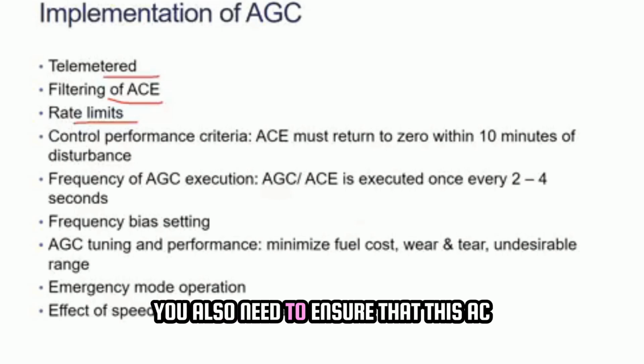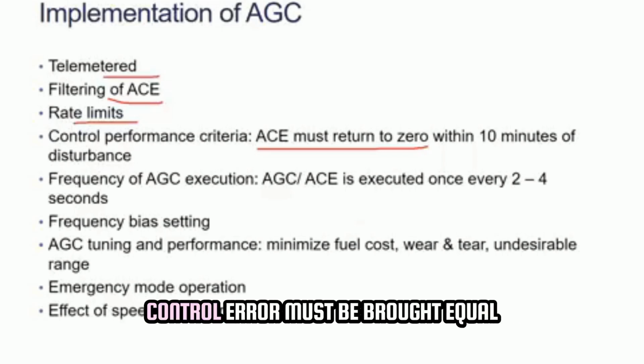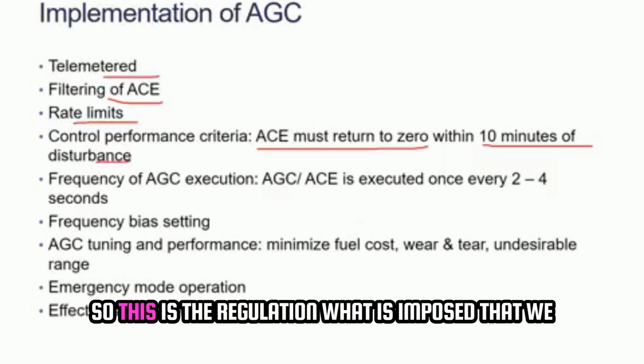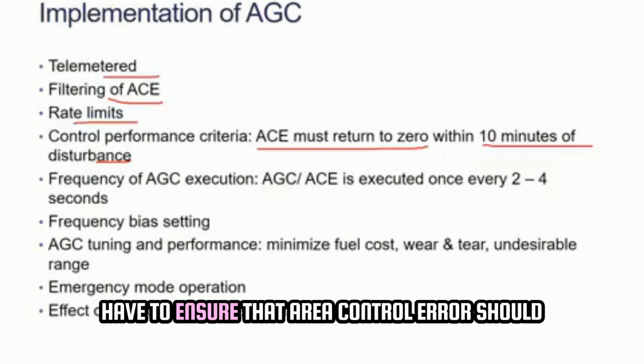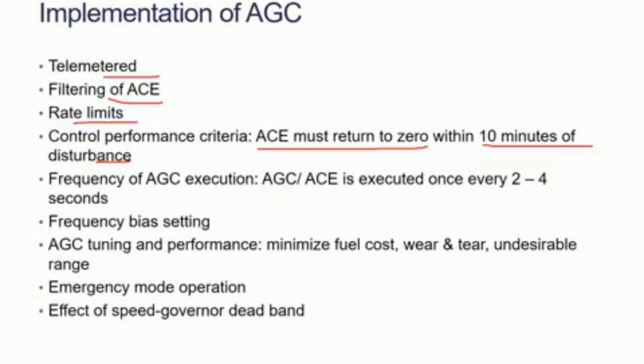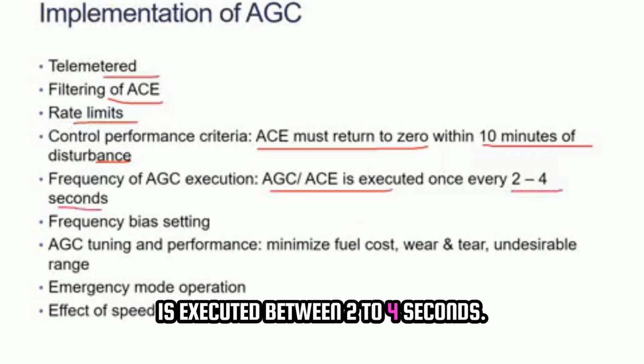You also need to ensure that this ACE, the area control error, must be brought equal to 0 within 10 minutes of the disturbance. This is the regulation that is imposed: the area control error should be made 0 within 10 minutes. Also, the process of AGC and ACE is executed between 2 to 4 seconds.